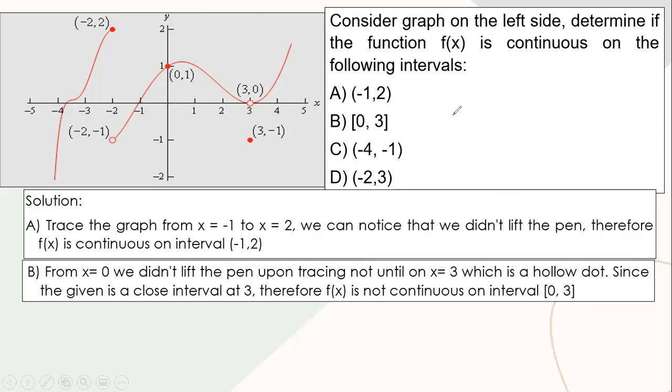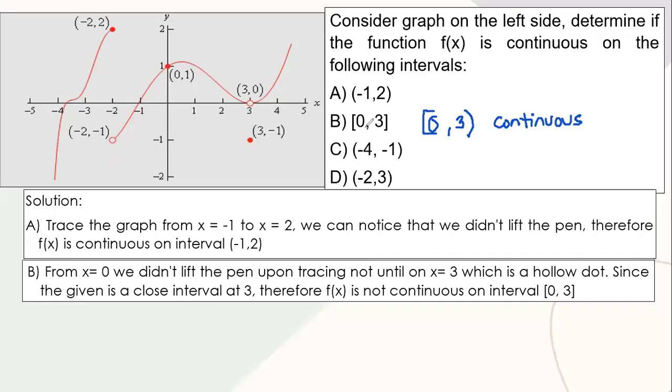Okay, so kung ang given natin ay 0 to open interval, okay, so parenthesis yung nandito kay 3, pwede nating sabihin na continuous yung ating function.